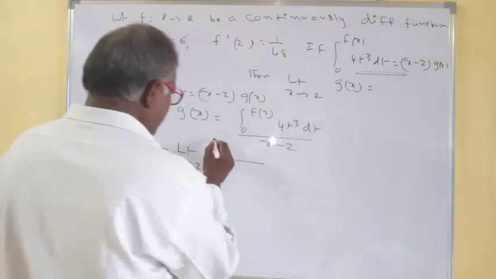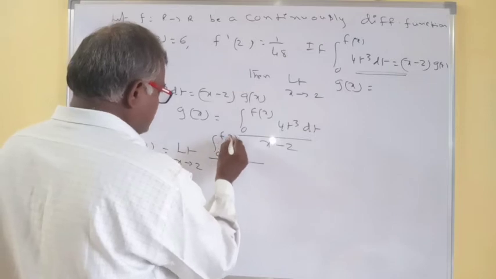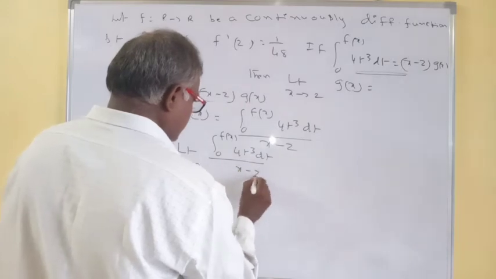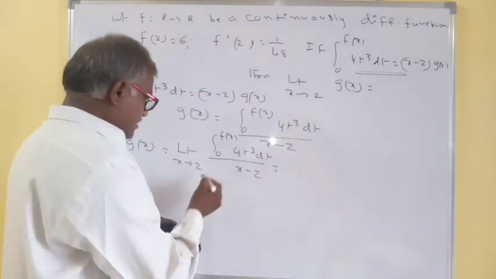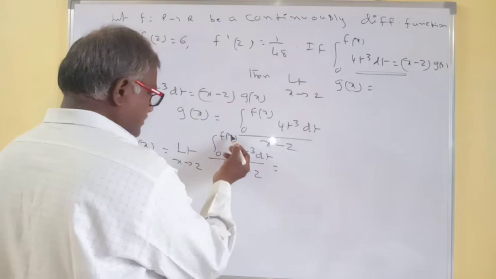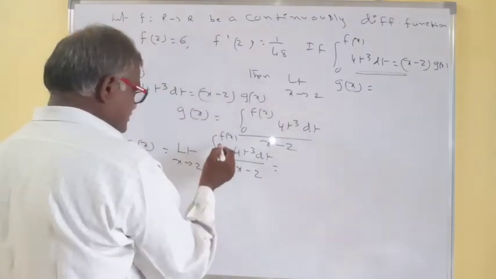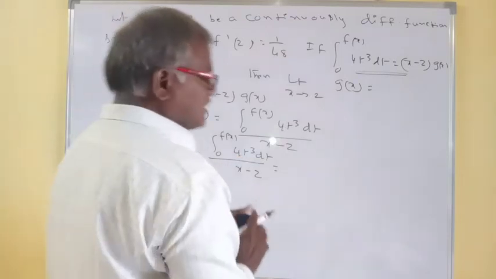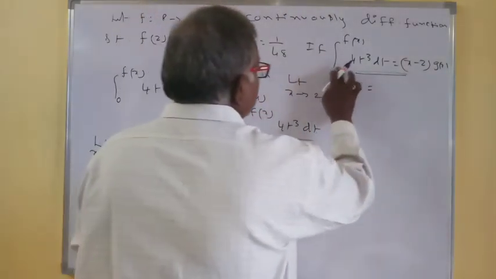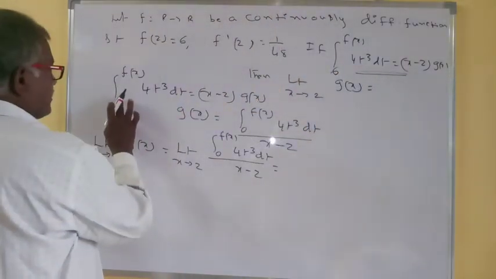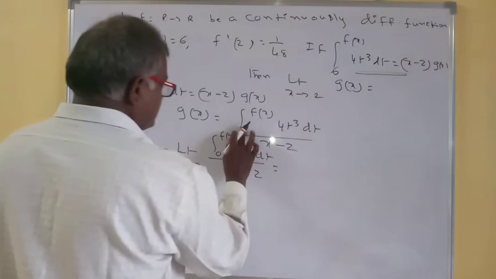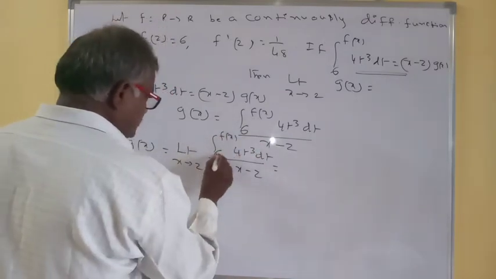Okay, here in the numerator, the integral from 6 to f of x of 4t cube dt, divided by x minus 2. If you observe, if you put x equal to 2, f of 2 is equal to 6. So the integral runs from 6 to 6. That's why it is a 0 by 0 form.